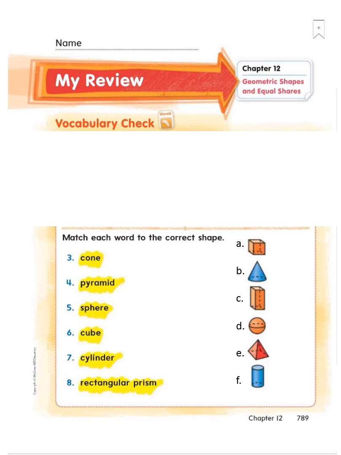For numbers 3 through 8, so I've removed numbers 1 and 2, 3 through 8, match the words on the left with the shape on the right. So, for example, if you think that number 3, which says cone, if you think that number 3 is D, on your paper, what I want you to do is write number 3, D.